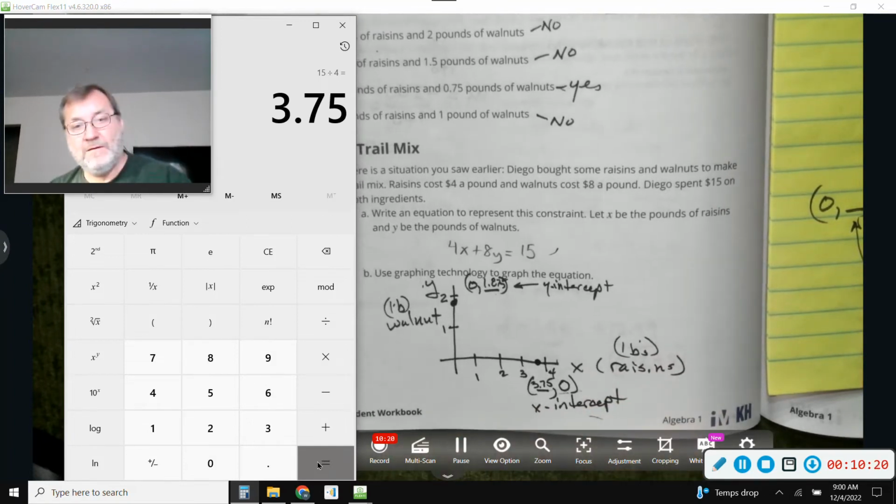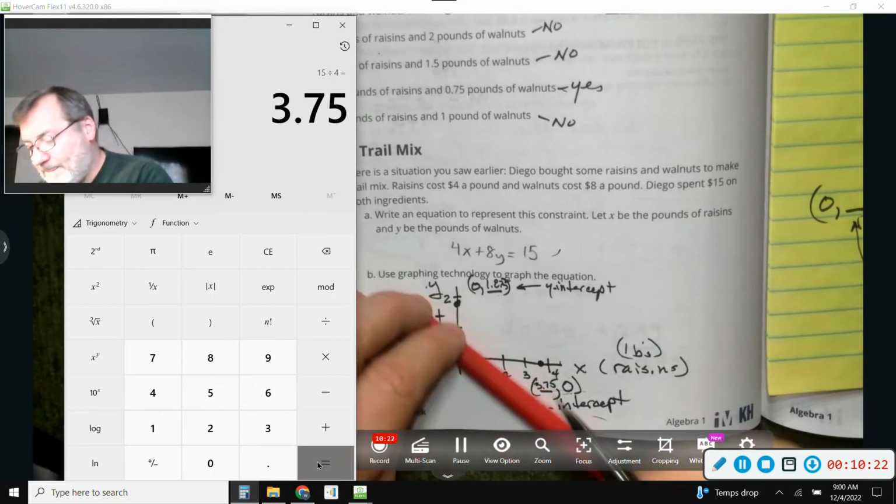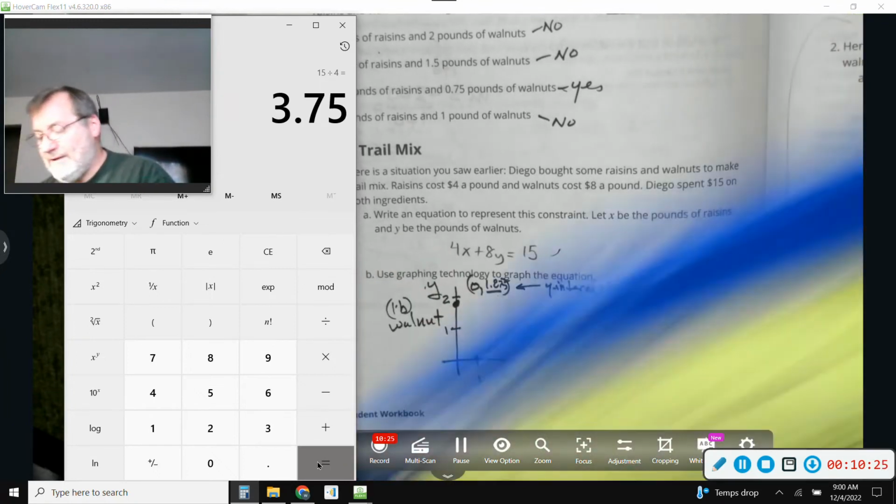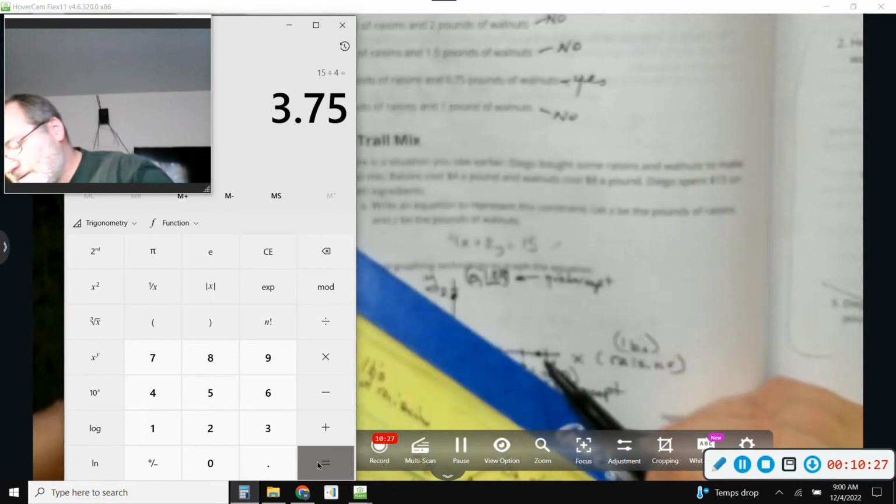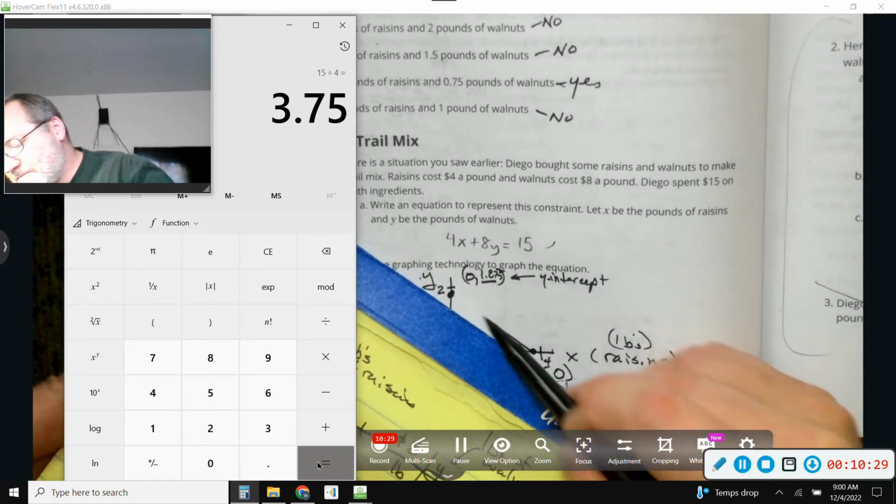Okay? And all I have now is I can use my little straight edge, and I can just connect the dots. There we go.